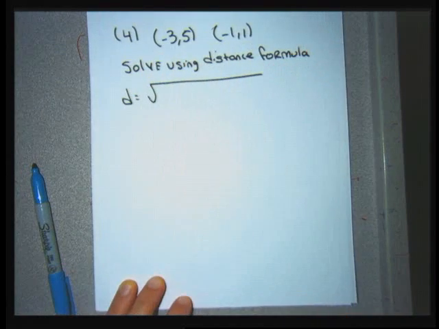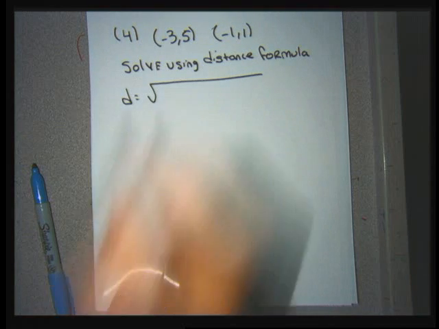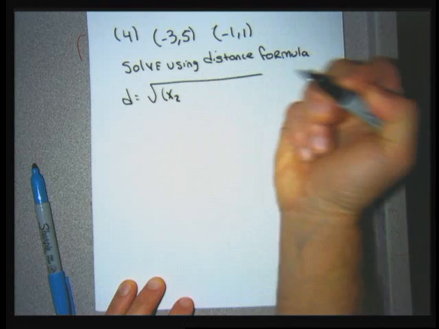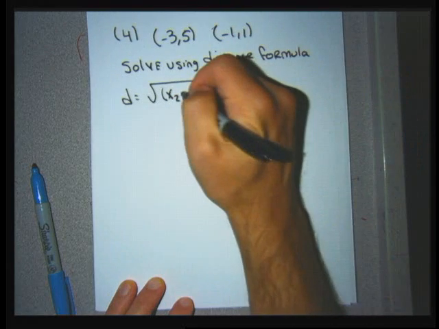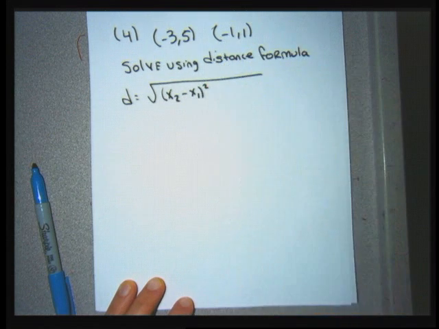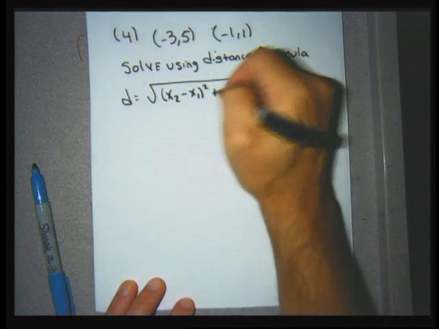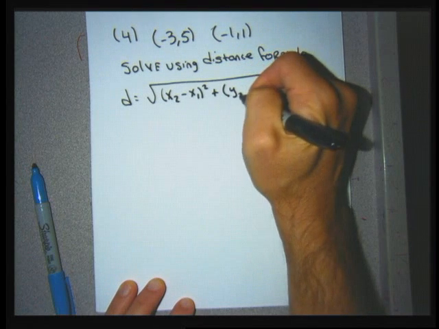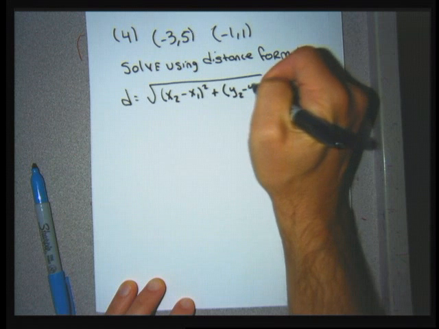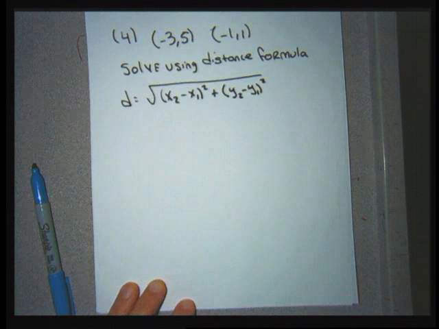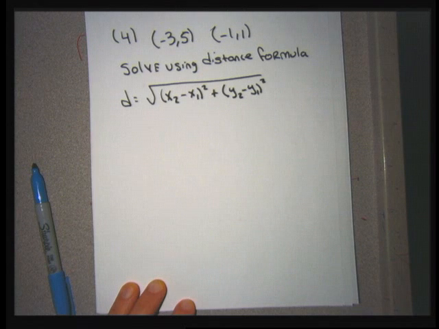D stands for the distance between the 2 points. And I get the distance between the 2 points by doing this. Take the x-coordinate of the second point, which is x sub 2, minus the x-coordinate of the first point, square that result, and then plus, all under a square root, the y-coordinate of the second point, which I'm going to call y2, minus the y-coordinate of the first point, which I'm going to call y1, and I'm going to square that. So, to solve this using the distance formula, I need values for x1, x2, y1, and y2.